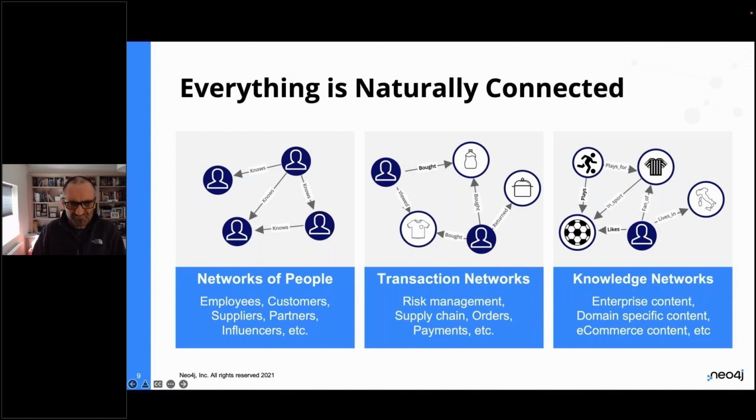Yes, networks of people. We've seen networks of people in the social networks, Twitter, Facebook, and so on. But also we've seen things like transaction networks. We've seen, particularly during the pandemic, things like supply chains collapse and reform and so on, and that's a graph problem. Importantly, for the purposes of this talk, knowledge graphs or knowledge networks are everywhere.